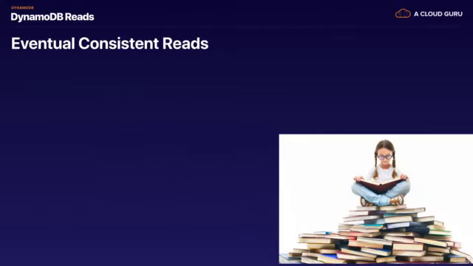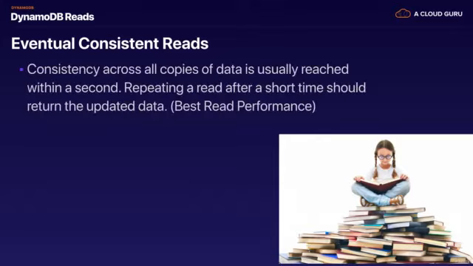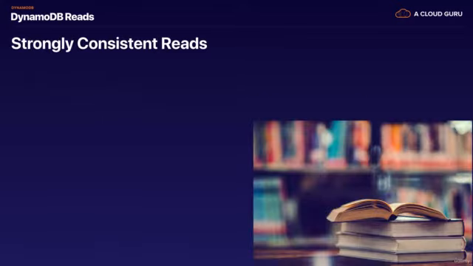So what's the difference between eventually consistent reads and strongly consistent reads? Well, it comes down to the 1 second rule. With eventually consistent reads, consistency across all copies of your data is usually reached within 1 second. Repeating a read after a short time should return the updated data. So if you've got an application writing to a DynamoDB table, and then you want to read that data a couple of seconds later, then that's fine. You want eventually consistent reads, and this will give you the best read performance, and this is enabled by default.